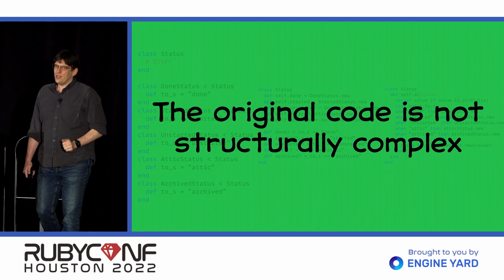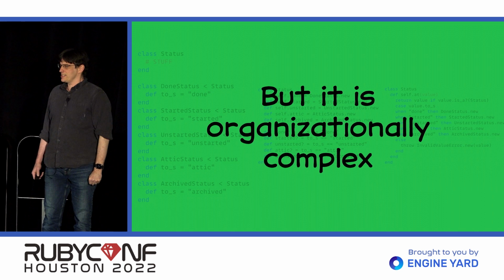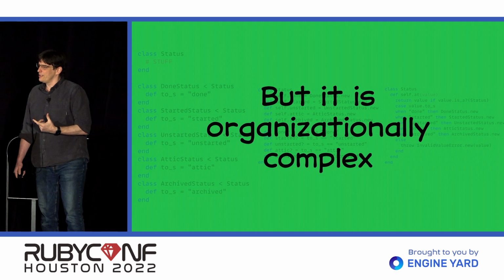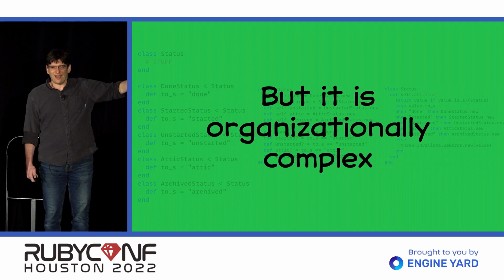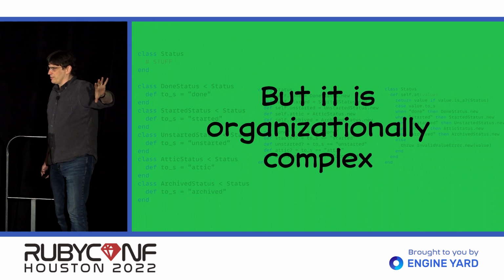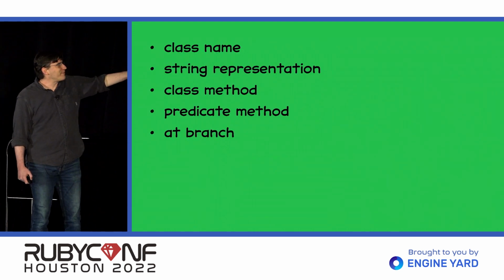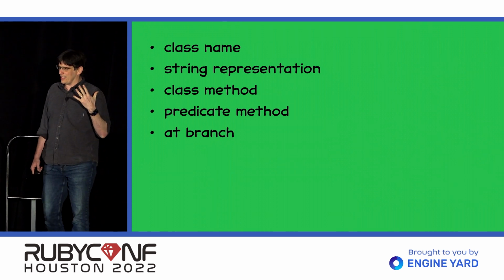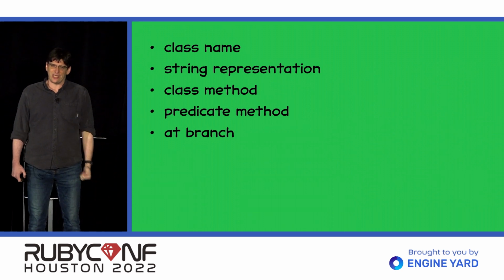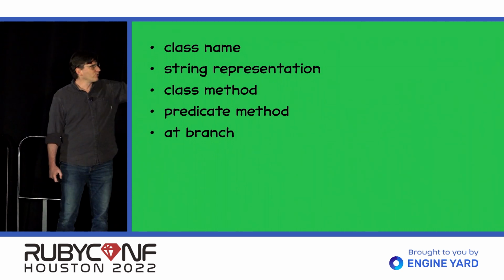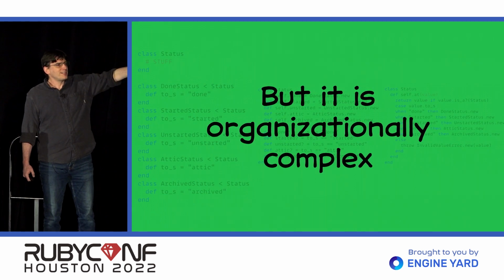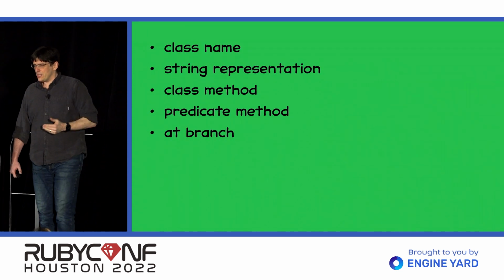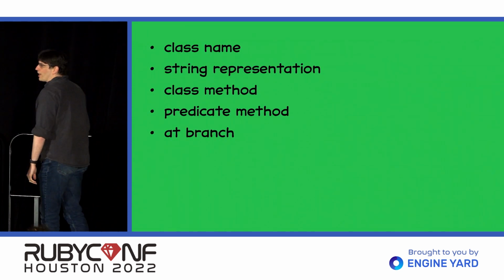At the same time, this code is very organizationally complex. There are several concepts in this code that are actually related, and this code makes no effort to enforce that relationship, right? So there's a class name, there's a string representation, there's a class method, there's a predicate method, and there is the branch in the app statement. Those things are all tied to each other. They all have a relationship, but this code leaves that relationship implicit. And my argument here is that makes the code more complicated over time.